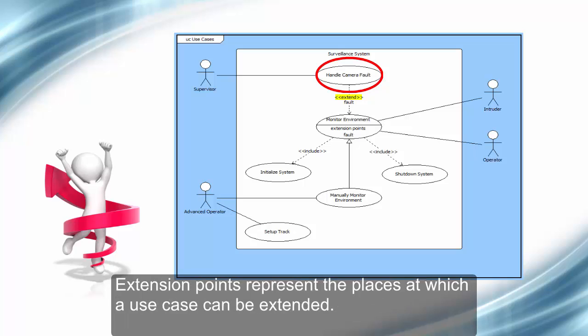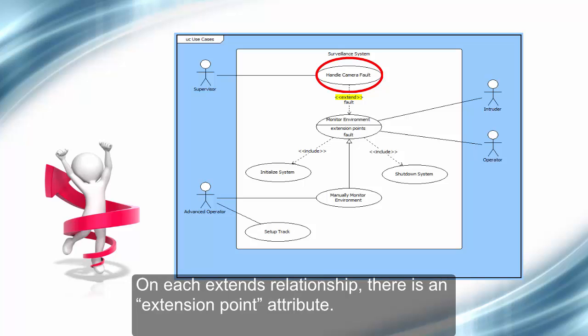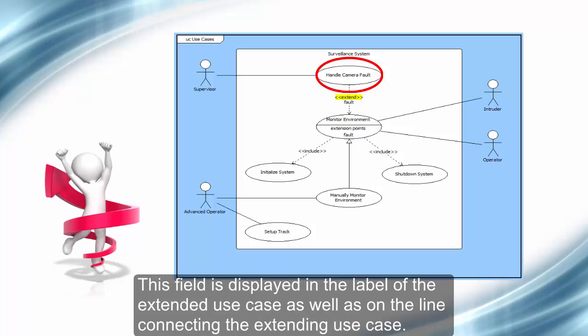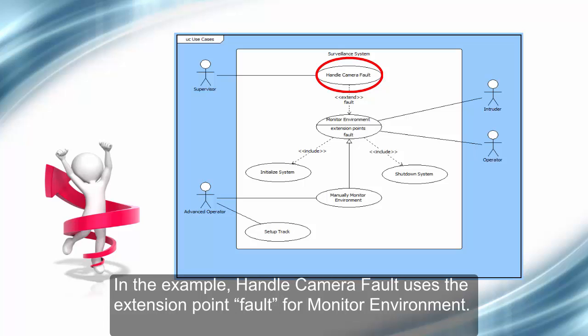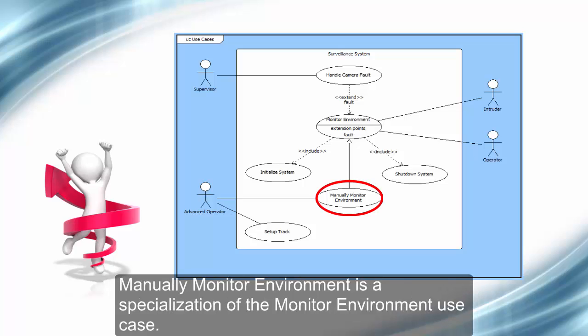Extension points represent the places at which a use case can be extended. On each extends relationship, there is an extension point attribute. This field is displayed in the label of the extended use case, as well as on the line connecting the extending use case. In the example, handle camera fault uses the extension point fault for monitor environment. Manually monitor environment is a specialization of the monitor environment use case.